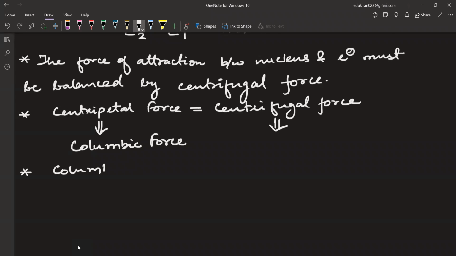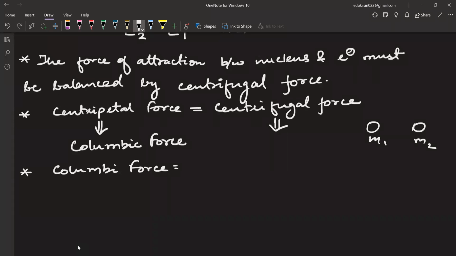Coulombic force. Gravitational force of attraction, have you read about it? Yes or no? Have you read about gravitational force of attraction? Yes. Okay. So what is the formula? The force of gravity between two objects m1 m2 is G m1 m2 by r square. Correct, right? Absolutely correct. Ayesha, you remember this?